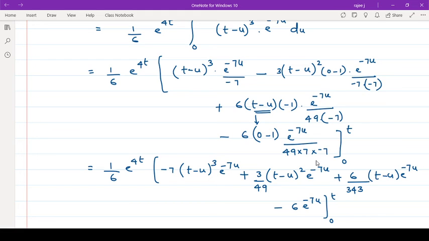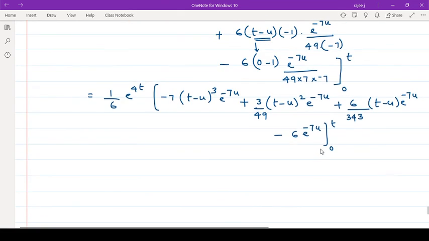Now just put the limit on this one and see what the answer is coming. Substitute the limits and get the answer. So this is one way of doing it. Okay, now you will get the answer here.